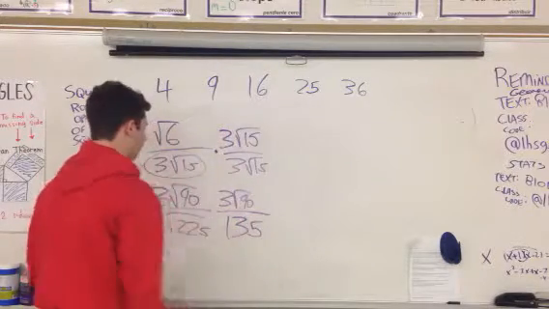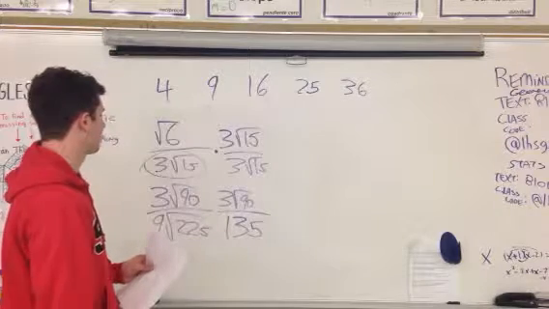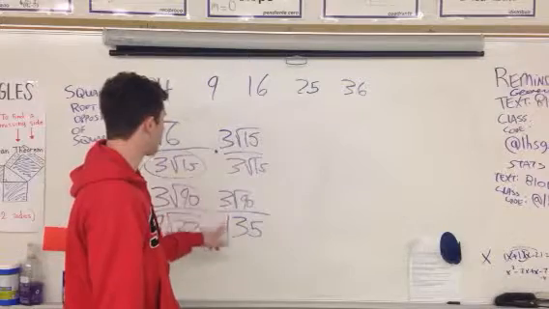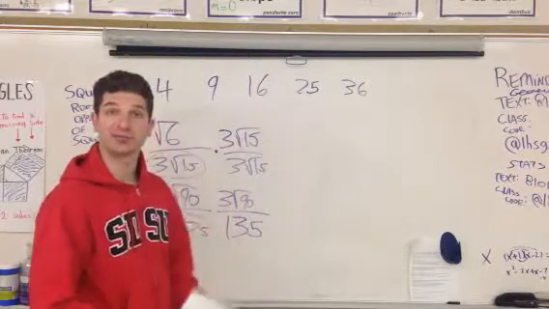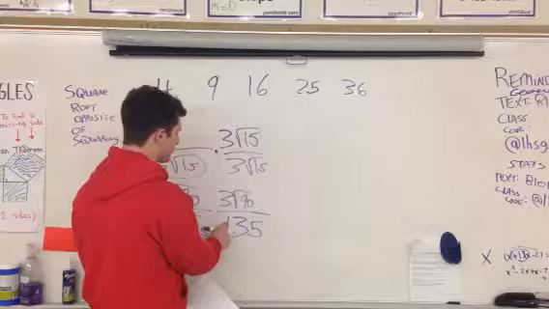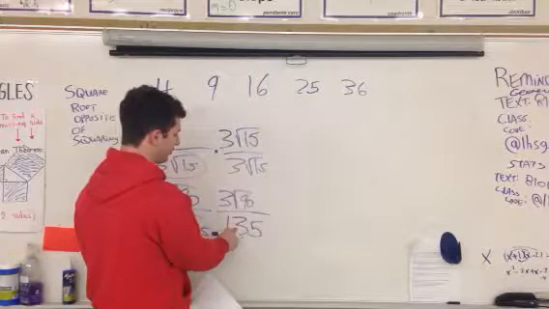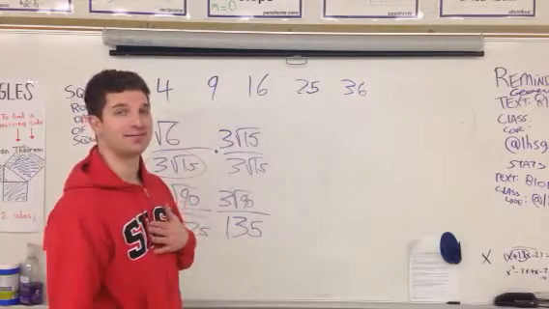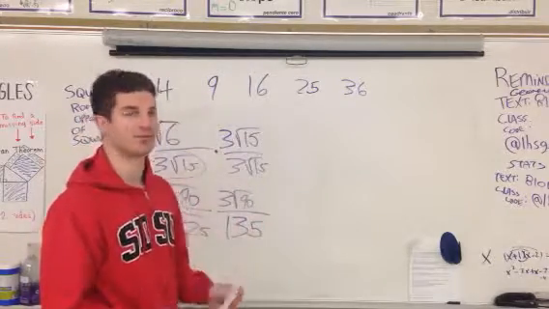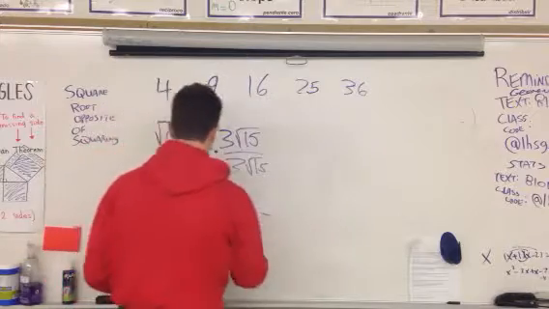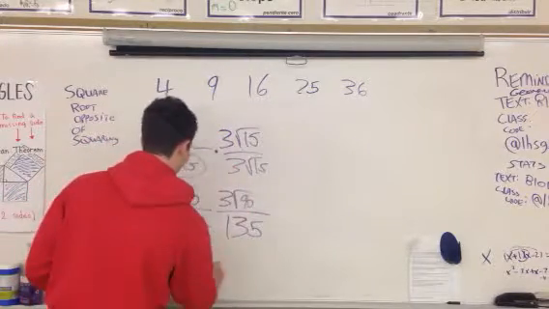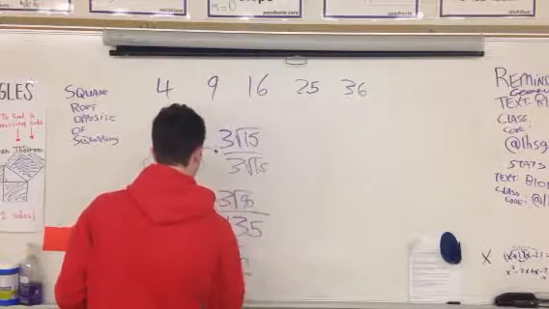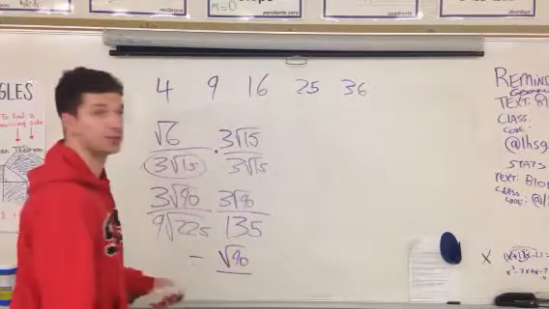So I have 3 over 135. So 3 goes into 3 and 135. Well, how did I know that 3 went into 135? If I add the digits, 1 plus 3 is 4, plus 5 is 9. And if that's divisible by 3, then the entire number is divisible by 3. So this can simplify to square root of 90 over 135 divided by 3, which is 45.